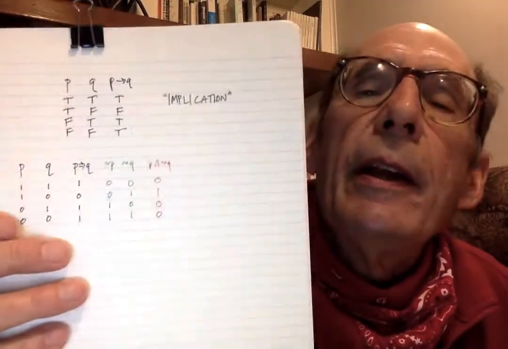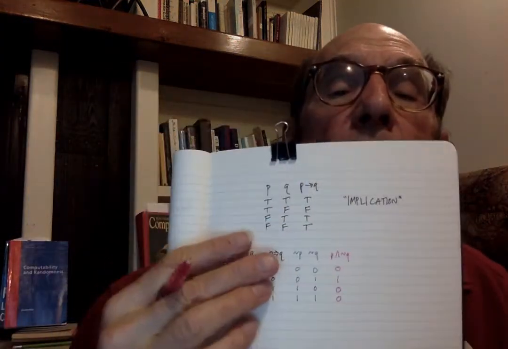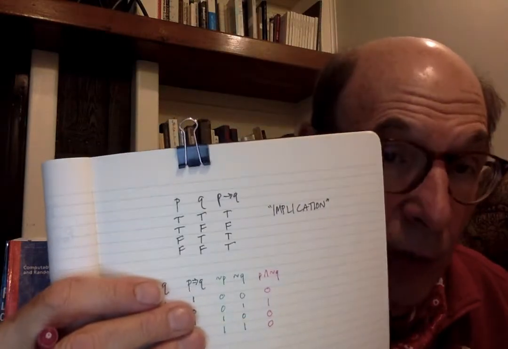And so let's see. 1 and 0 is 0. 1 and 1 is 1. 0 and 0 is 0. 0 and 1 is 0. So there is another logical operation. So if we know the truth value of P and Q, we know the truth value of P and the negation of Q.